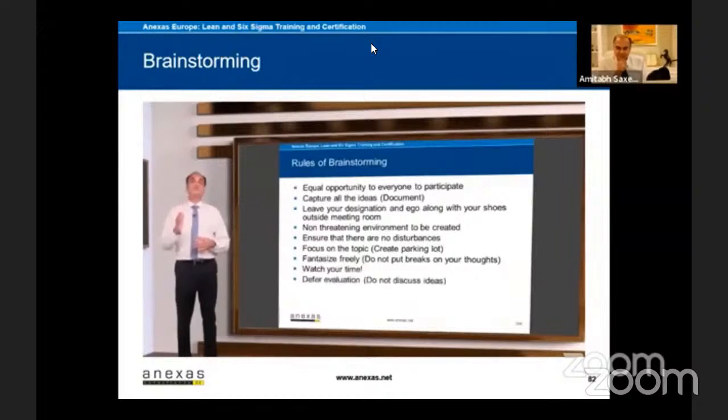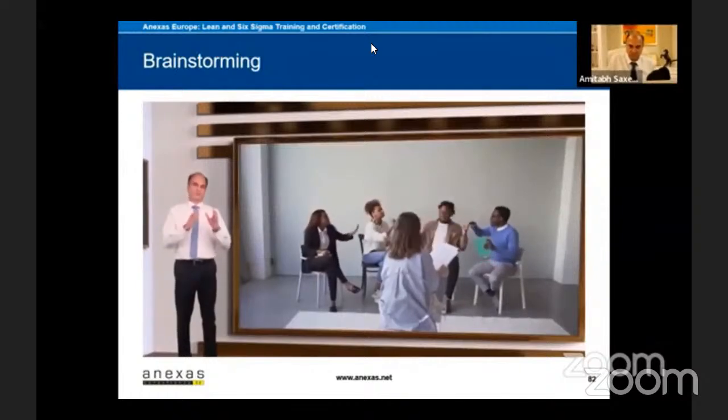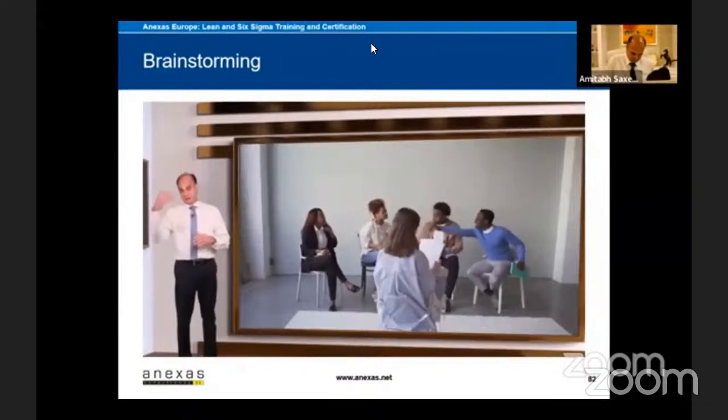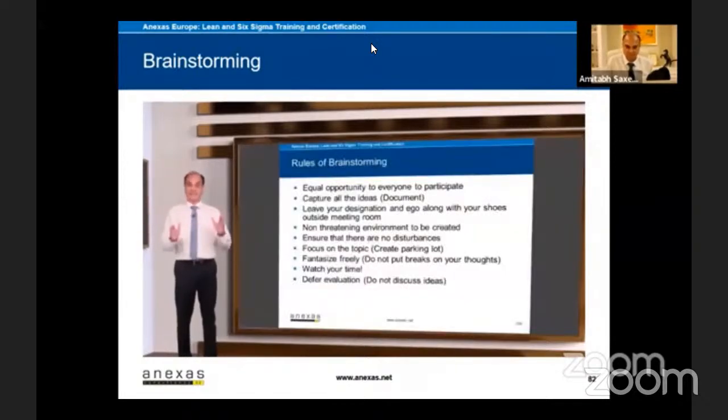And defer evaluation. Now this is one of the rules which is often violated. People start discussing the ideas. Someone gives an idea and someone else says, well, it will not work in an organization. Or some other person gives an idea and someone else comments that, wow, it's a great idea. So don't evaluate. Reserve your comments for evaluation at a later stage.